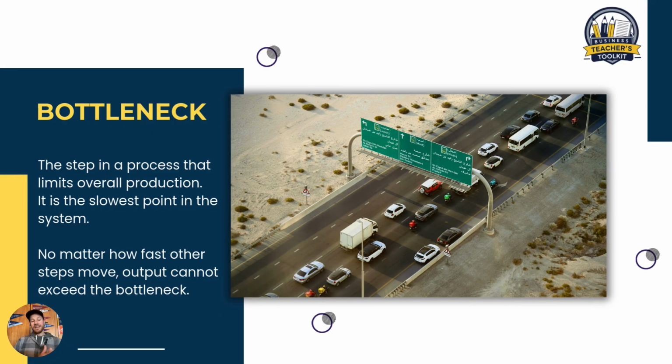So the next piece here is some reflection. We want to start thinking about this idea of what is the bottleneck. This is the slowdown. So this is the step in a process that limits overall production. It's the slowest point in the system. No matter how fast other steps move, output can't exceed that bottleneck.